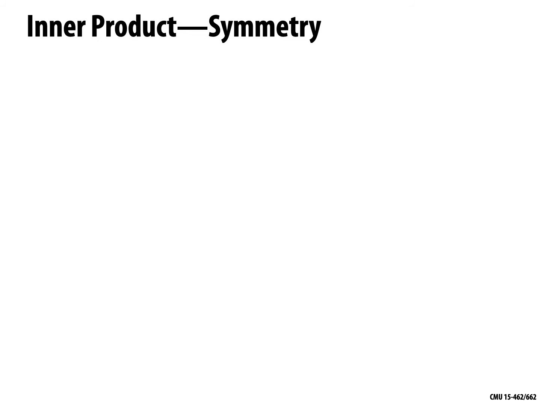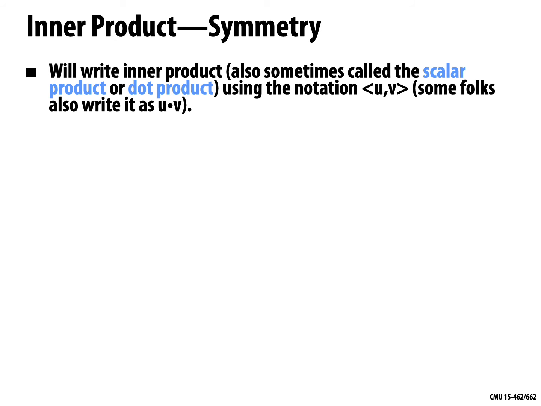So one basic property of an inner product is that it's symmetric. Why? What's the reason behind that? Well, let's first talk about a little notation. We can write our inner product, also sometimes called the scalar product or dot product. These are all more or less the same thing. You can split hairs about this, but usually when somebody tells you about a dot product, scalar product, or inner product, they mean roughly the same thing. In this class, we're going to use the notation of angle brackets. Angle bracket u, v is an inner product between u and v. Some people like to write this as u dot v or other ways.